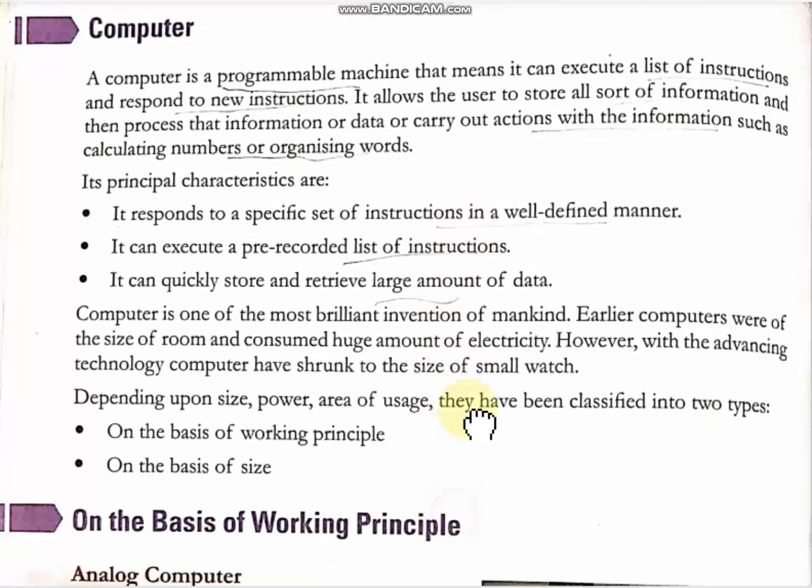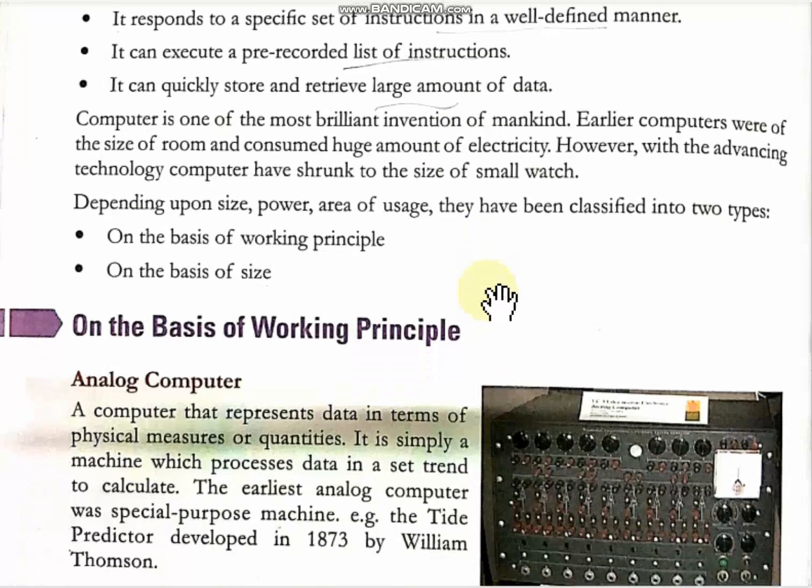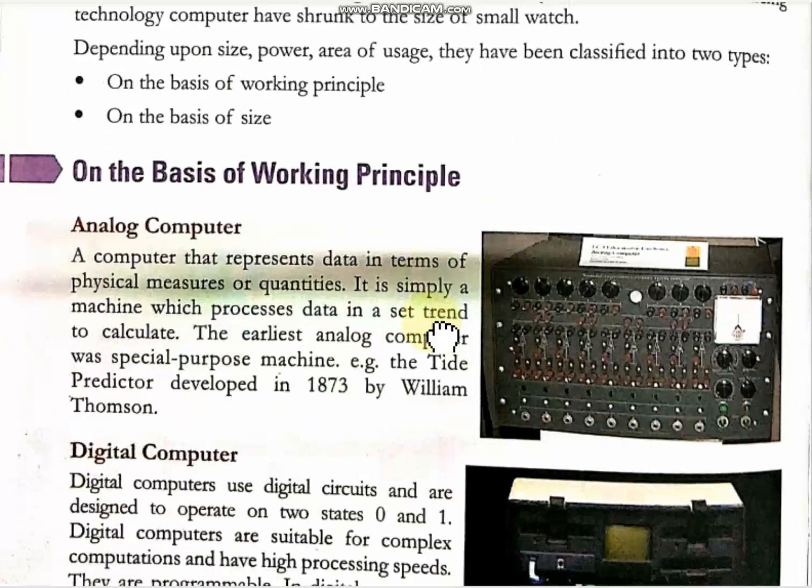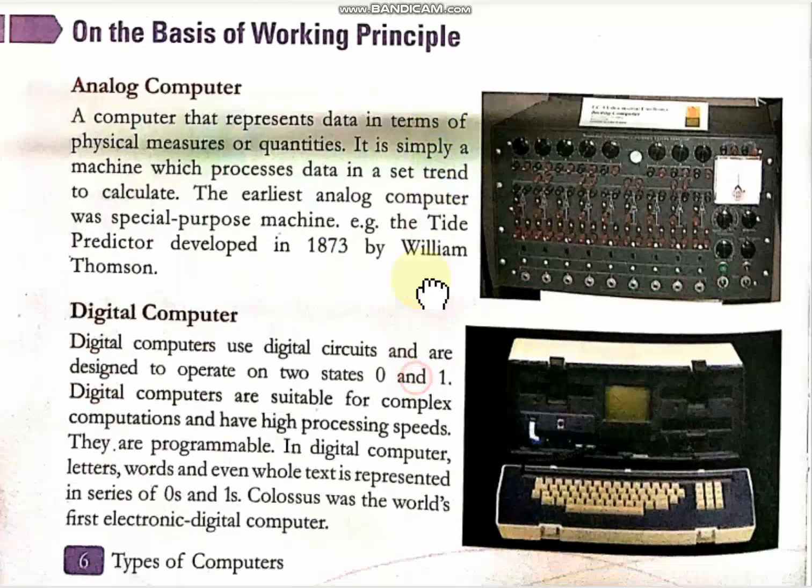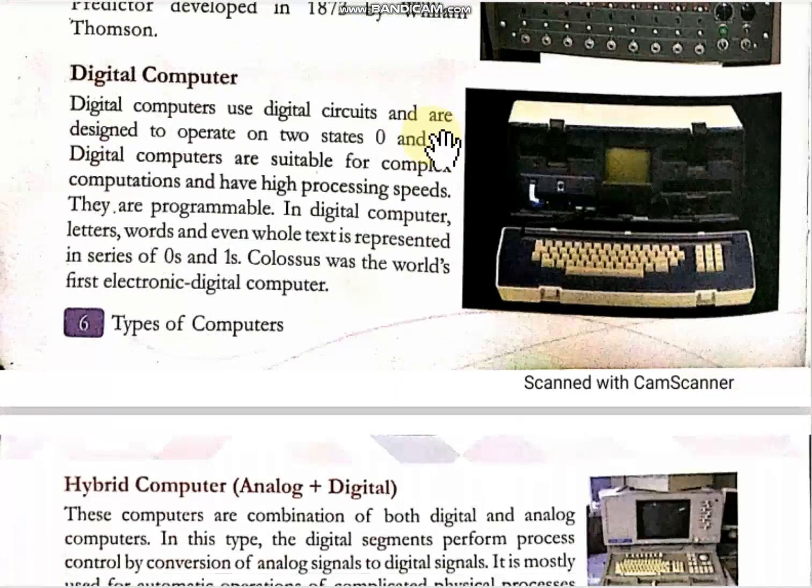What is working principle? Working principle gives you the way a computer works. What is the principle behind how the computer works? So there are three types of computer. First, analog, second, digital, and third, hybrid computer.